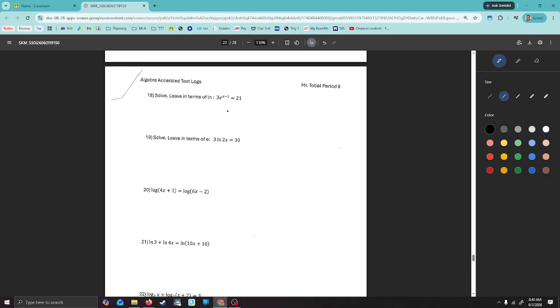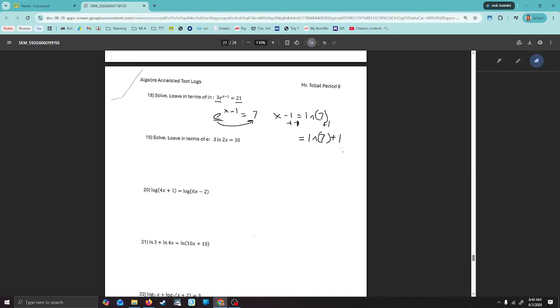All right, leave in terms of ln. So what we're going to do is first divide both sides by 3. So e to the x minus 1 equals 7. Then I'm going to move the e to the other side. So x minus 1 equals ln 7. Then plus 1 on both sides. Remember, this ln is in here, so the 7 cannot be affected. So it's ln 7 plus 1. The 7 cannot be affected by the plus 1. If it was a multiple choice answer, would I give you a fake answer as ln 8? Absolutely, so don't get tricked.